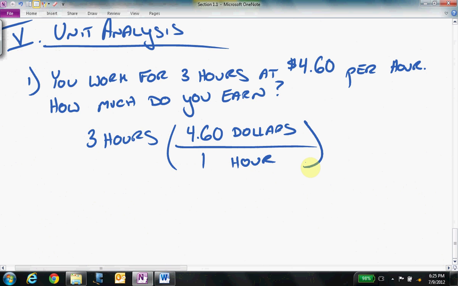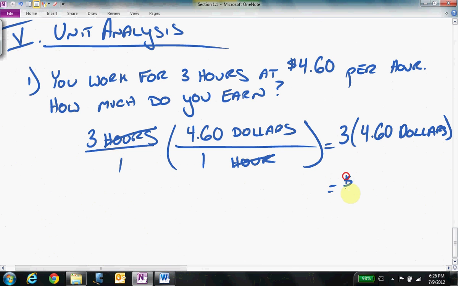And we're going to want to multiply. So when I have 3 hours, you know that's always going to be over 1. But what you notice is that you have hours in the numerator and you have hours in the denominator. So whenever you have units in the numerator and the denominator and they're the same, those units are always going to cancel. So now we're no longer left with hours, we're just left with dollars, which is what we want. So 3 times 4.60 is what we're left with. And that's going to equal $13.80.